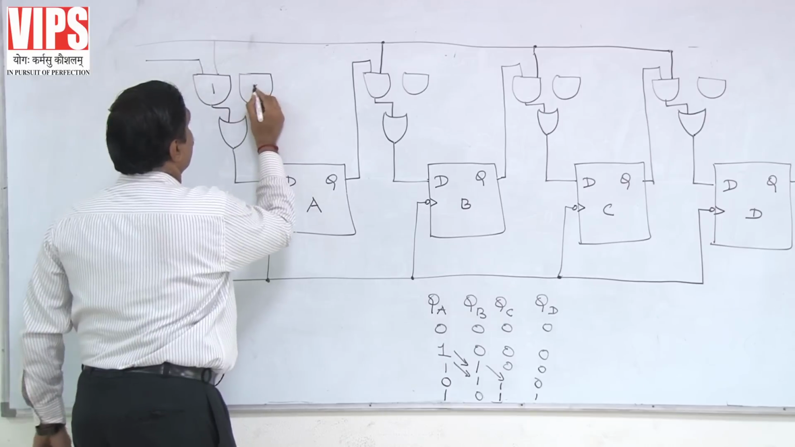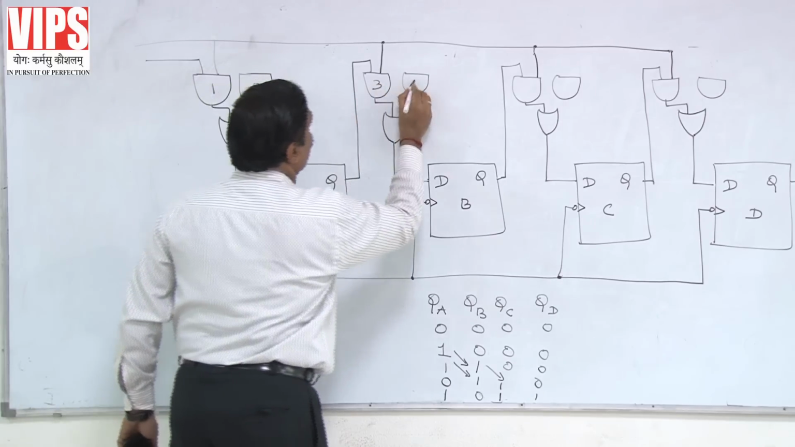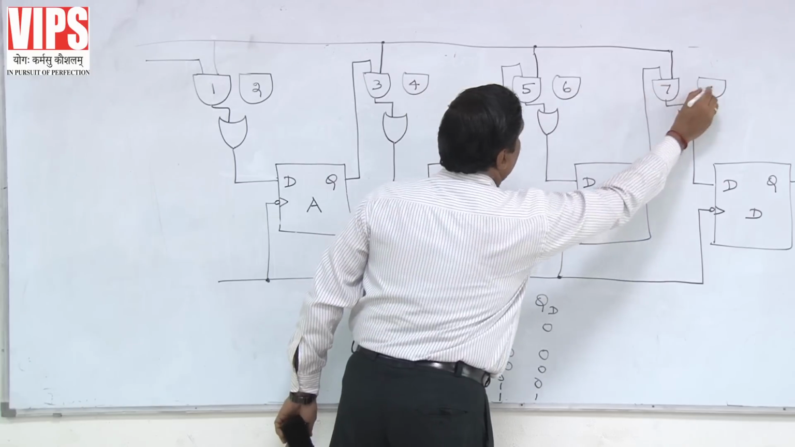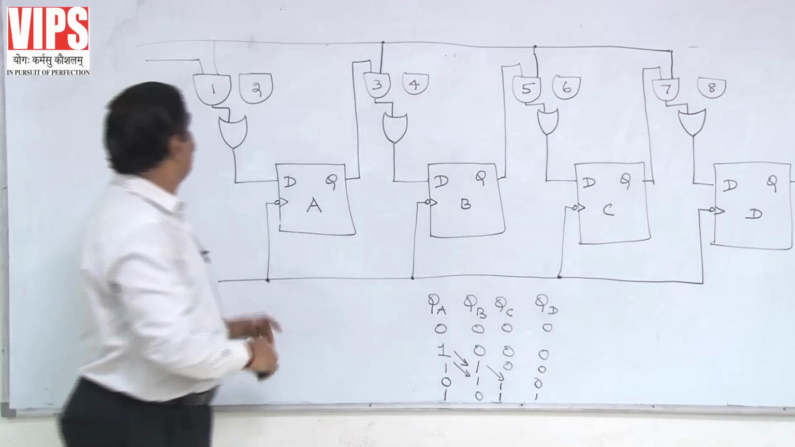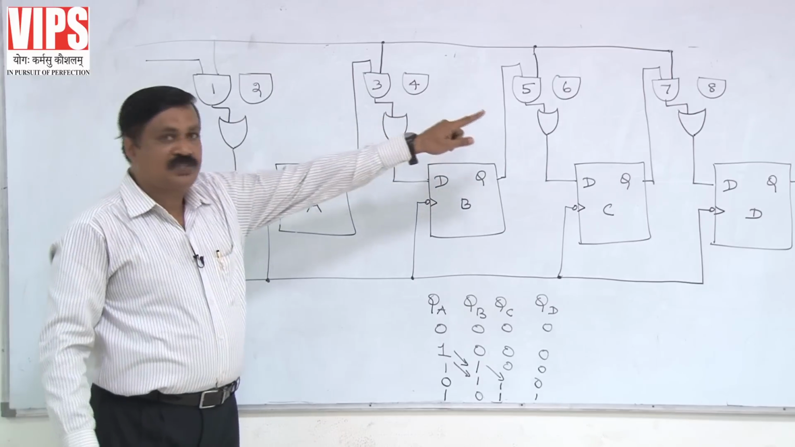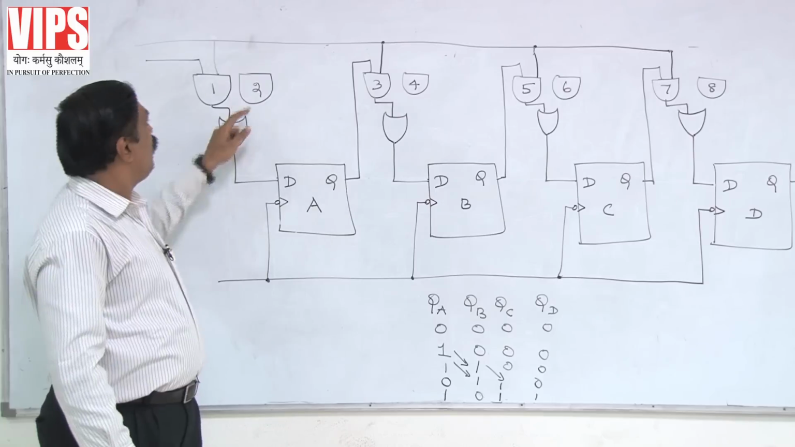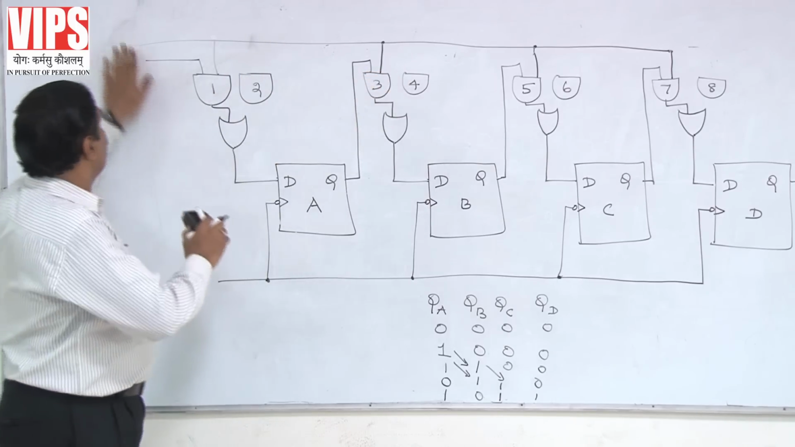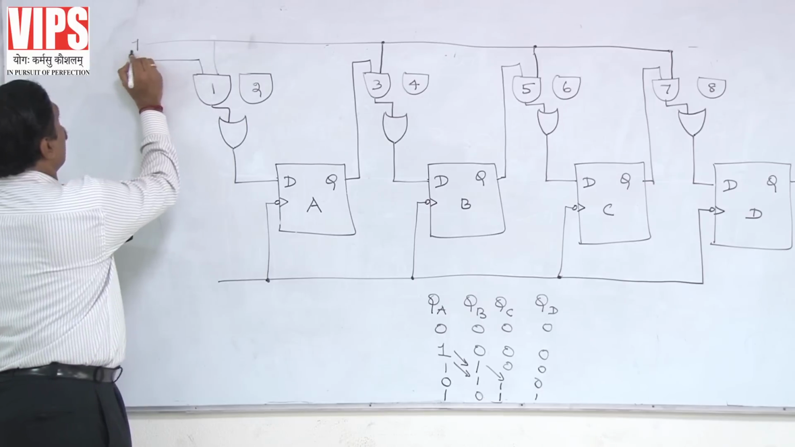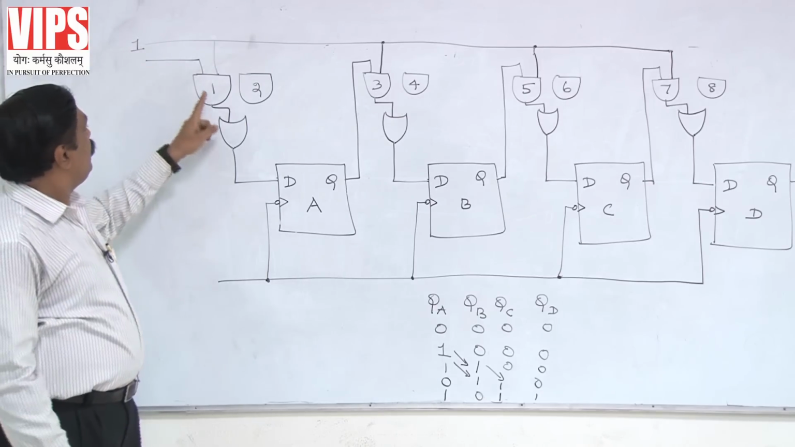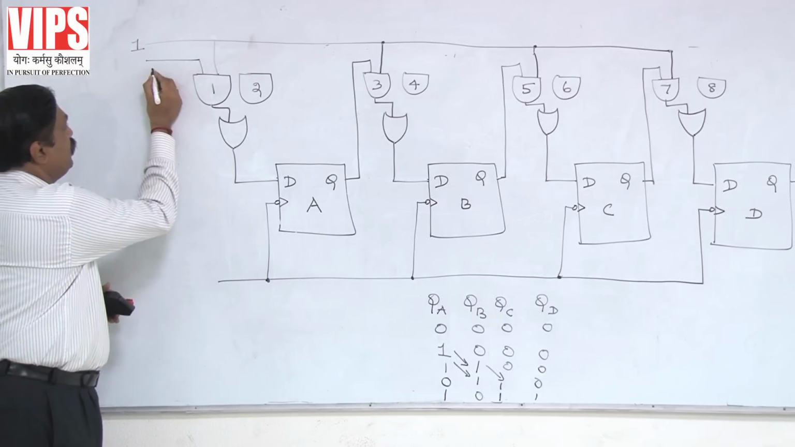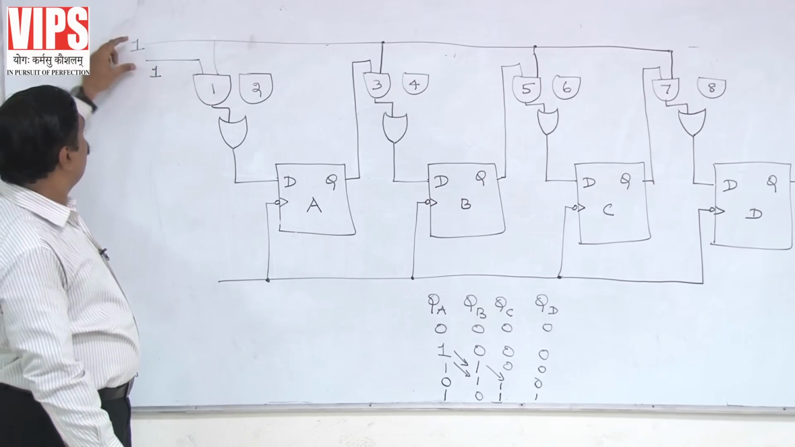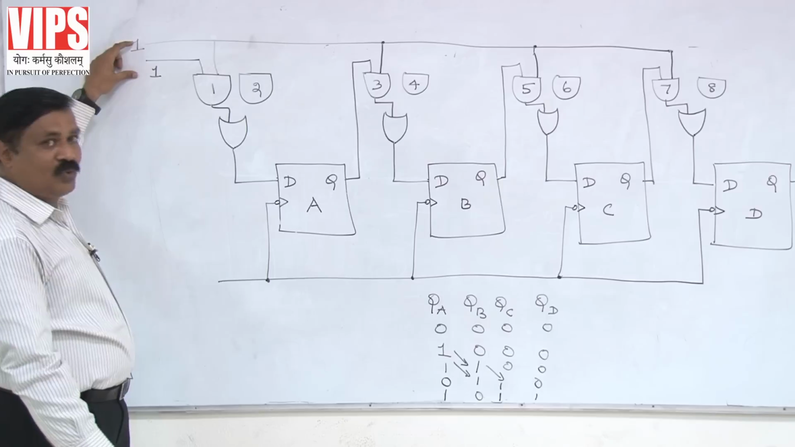AND gates 1, 2, 3, 4, 5, 6, 7, 8. The odd AND gates, 1, 3, 5, 7, are all connected by a common terminal. Now, if you give 1 here, then the output depends upon the input here. For example, I am giving 1 also here. Therefore, the AND gate has two ones.